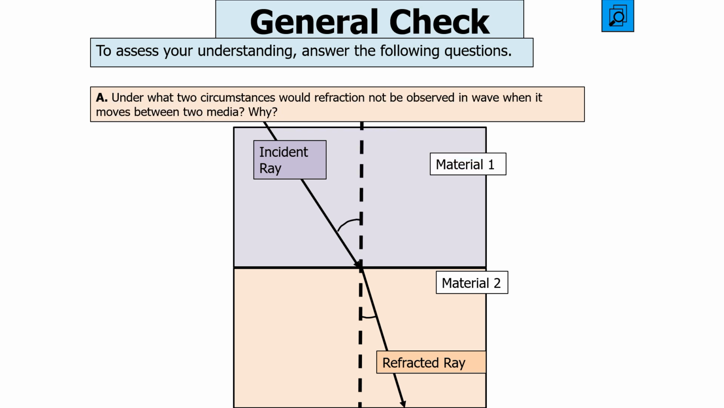Under what 2 circumstances would refraction not be observed in a wave when it moves between 2 media and why? So pause the video now, then unpause the video when you want to go through your answer.